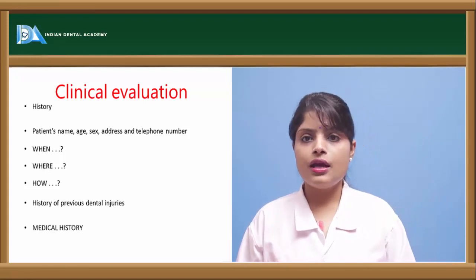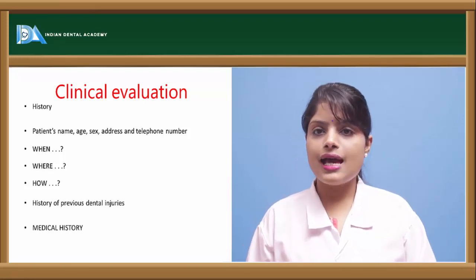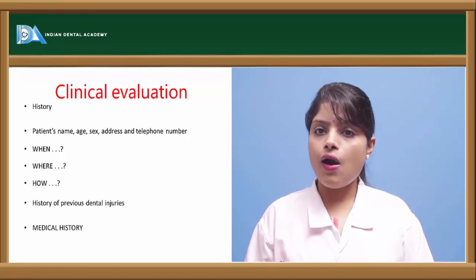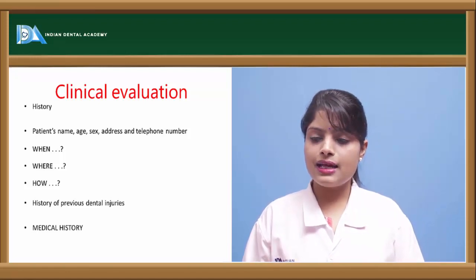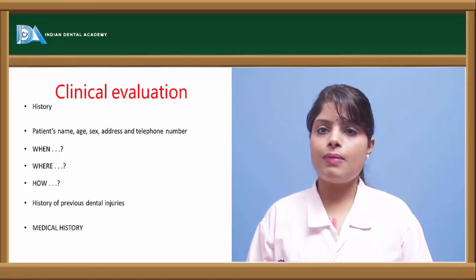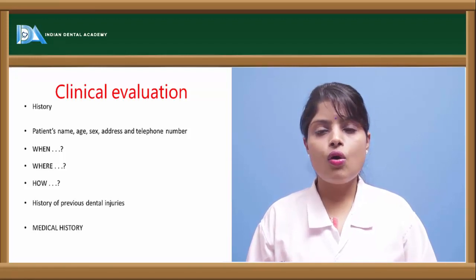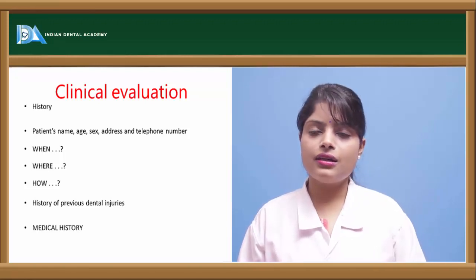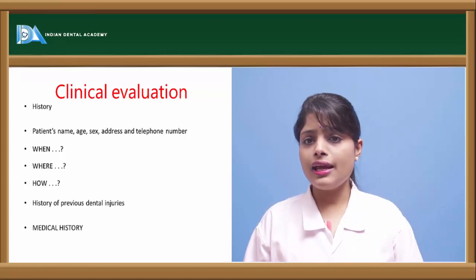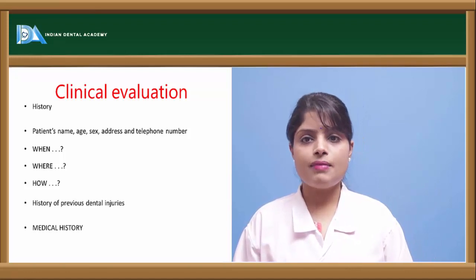For example, if the tooth is lost from the socket, we have to record the exact time when the tooth got lost. Then how the injury took place, that is, whether the injury is due to a fall from a bicycle, or due to striking a hard object, or due to a fight in the class or any accident. Then any history of previous injury should also be kept in mind.